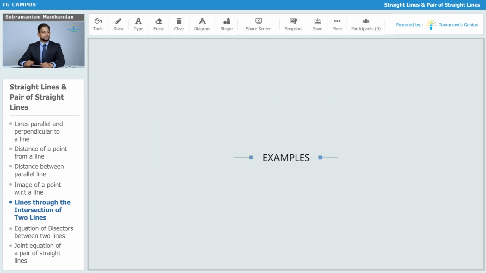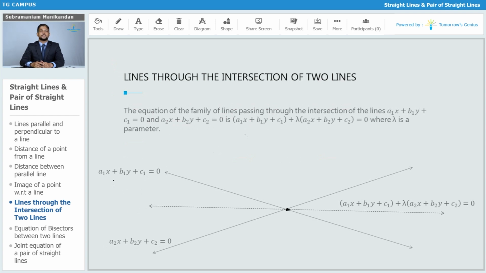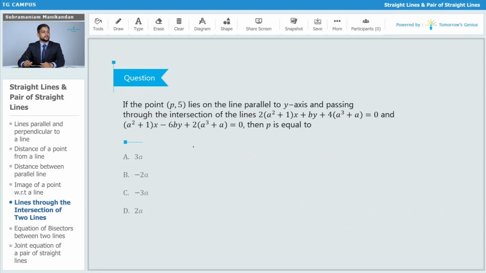We have seen in the previous section that if you have a1x plus b1y plus c1 equal to 0 and a2x plus b2y plus c2 equal to 0, a line passing through the point of intersection of these lines is given by a1x plus b1y plus c1 plus an arbitrary constant lambda times a2x plus b2y plus c2 equals 0. So doing the same thing for our question here, we get (a squared plus 1) into (lambda plus 2), plus b into (1 minus 6 lambda) y, plus 2 times a cubed plus a times (2 plus lambda) equals 0.